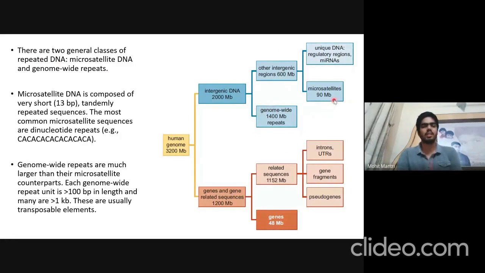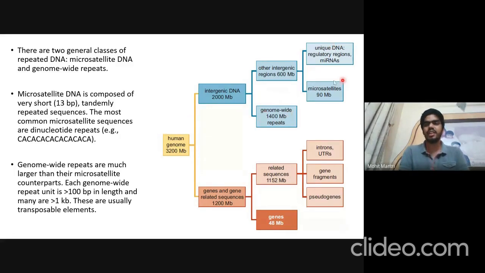Microsatellite DNA is composed of very short, around 13 base pair randomly repeated sequence, and the most common microsatellite sequences are dinucleotide repeats such as CA dinucleotide repeat, and this may be generated because of errors in replication. And the other is genome-wide repeats, which are larger than their microsatellite counterparts and may be more than 100 base pair in length, and many of them are more than 1 kilo base pair in length, and these are usually transposable elements. Transposable elements are those which can jump from one place to another in a chromosome.